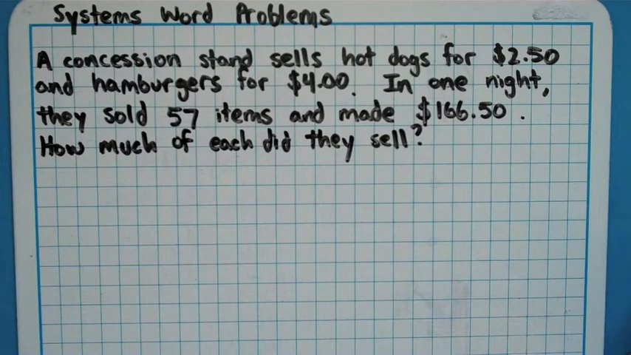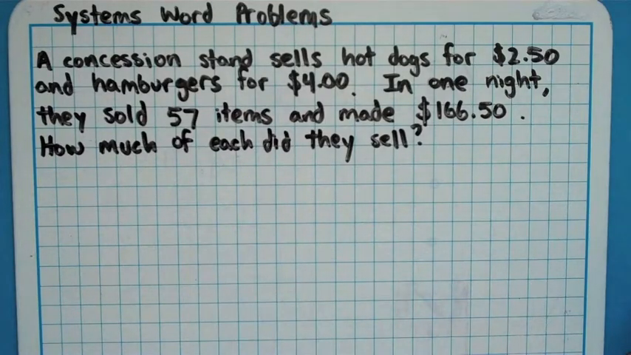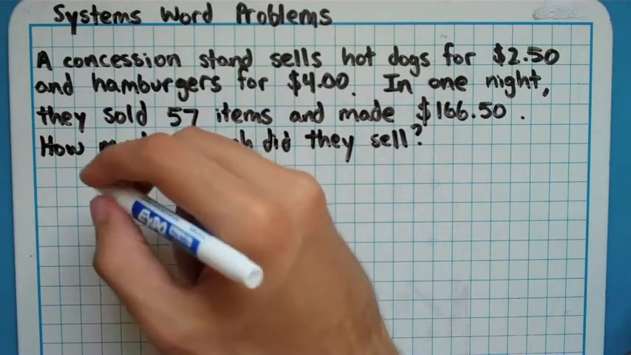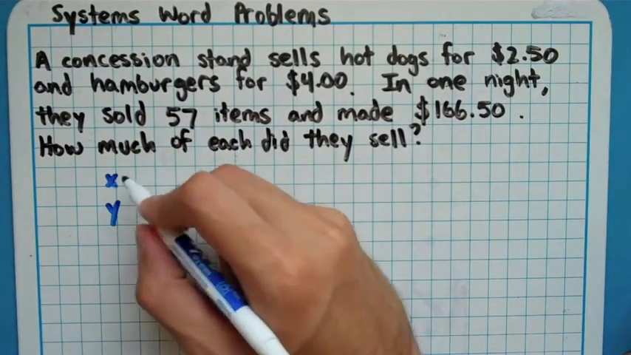So in our problem, it's talking about the price of hot dogs, the price of hamburgers, and we want to know how many of each they sell. The first thing you need to do in a problem is decide what you don't know. And whatever that is, you're going to give it a variable. So there are actually two things we don't know in this problem that they're looking for. We want to know how many hot dogs, and we want to know how many hamburgers. Since there are two things we don't know, we're going to have two variables, x and y.